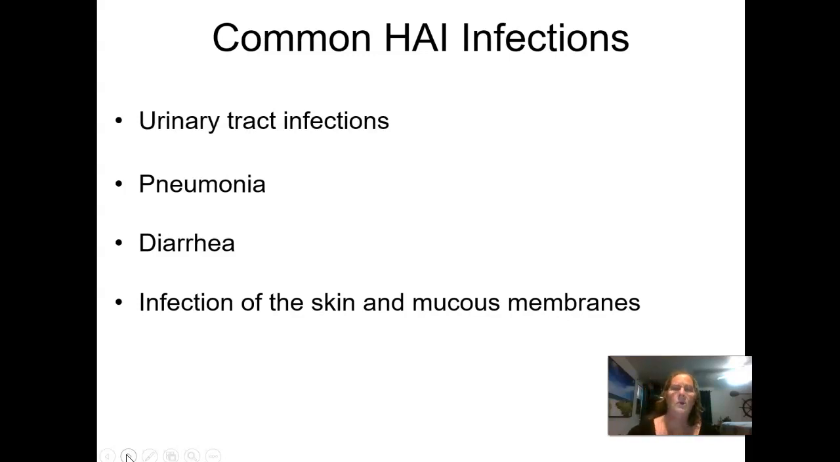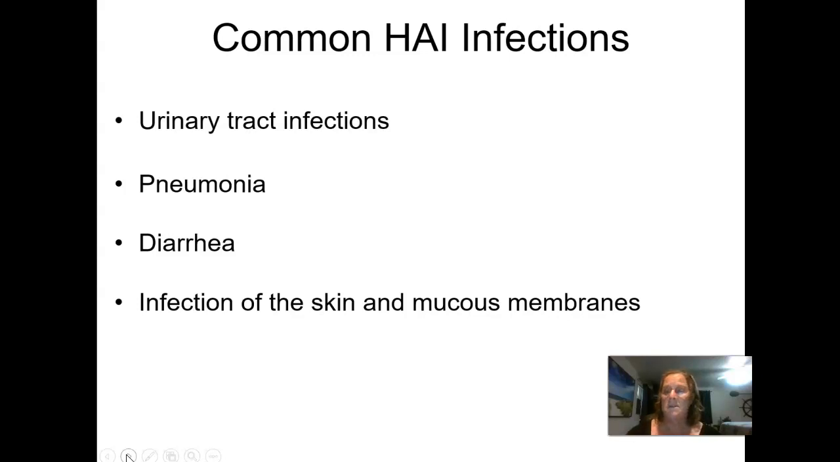Another common healthcare acquired infection is pneumonia. Now, with pneumonias, you'll see this a lot in a hospital from breathing tubes. So again, tubes are great sources of infection, unfortunately. I mean, they're necessary sometimes and they're life-saving sometimes, but they're also sources of infection.